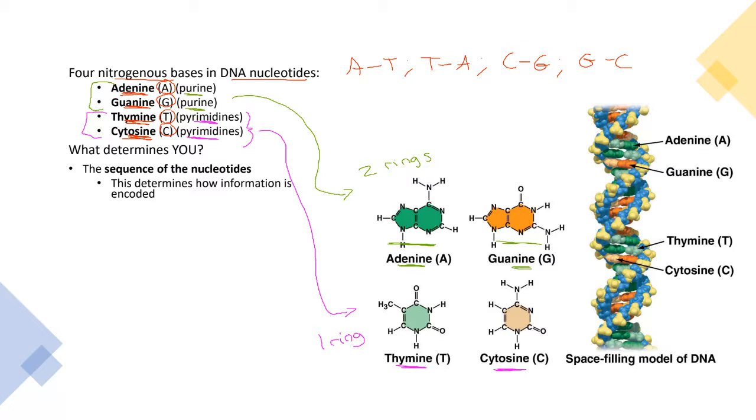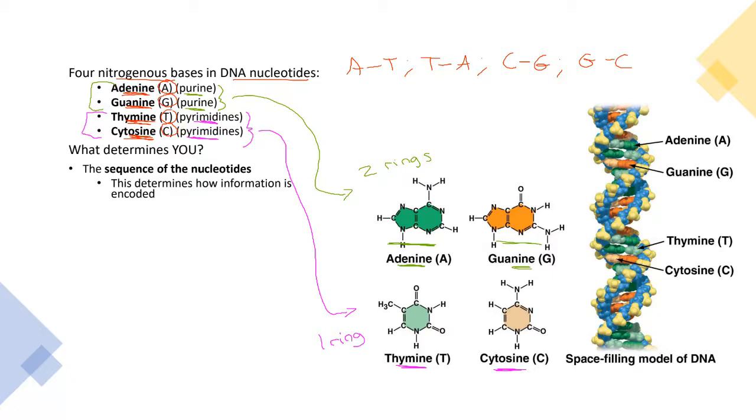Okay, so remember that. Adenine and guanine are both purines, and purines are made of 2 rings. Thymine and cytosine are pyrimidines, and pyrimidines are made of 1 ring. This is going to look a little bit funky, but just bear with me. So why do we always have this rule? A with T, T with A, C with G, and G with C.